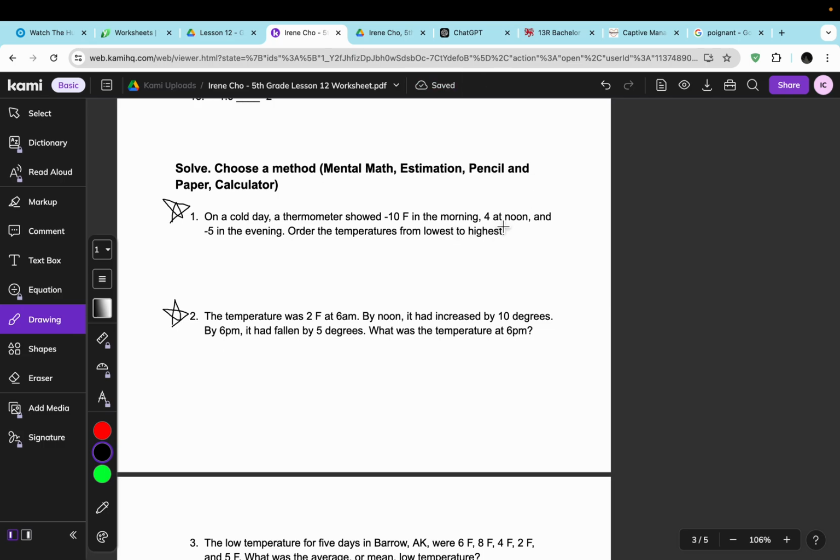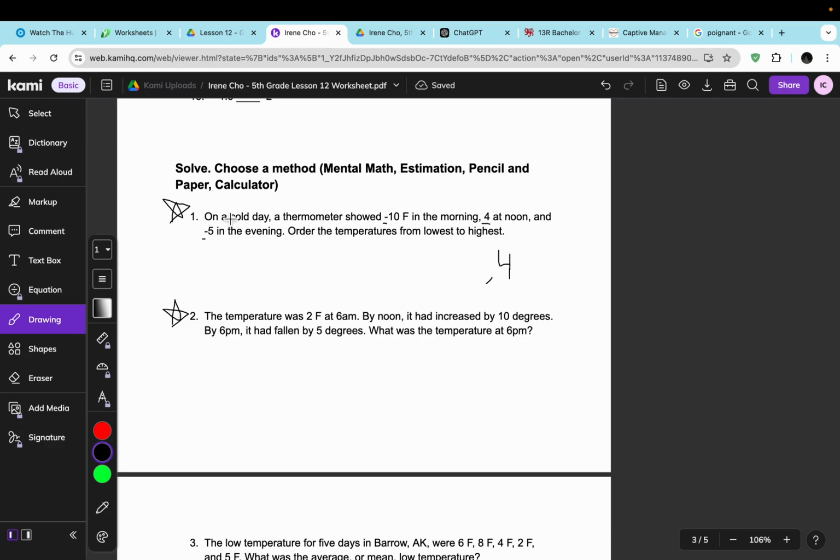Like I said, positive numbers are always greater than 0, while negatives are always smaller than 0. By only looking at the negative sign, we can immediately tell that negative 10 and negative 5 are the only ones that have them. 4 doesn't, and because 4 doesn't have it, it's obviously a positive number. Positive numbers are bigger than negative, so it is the highest.